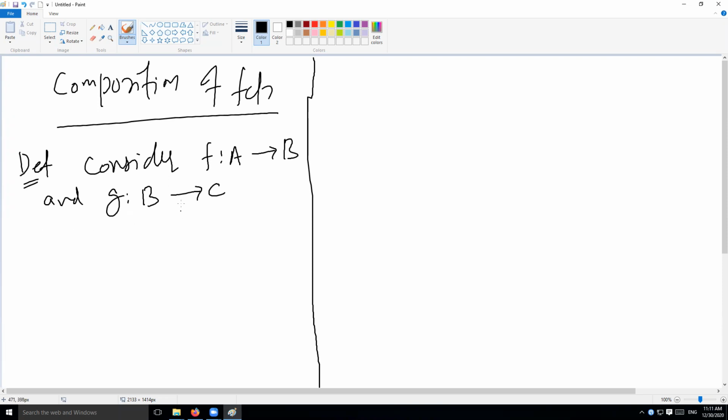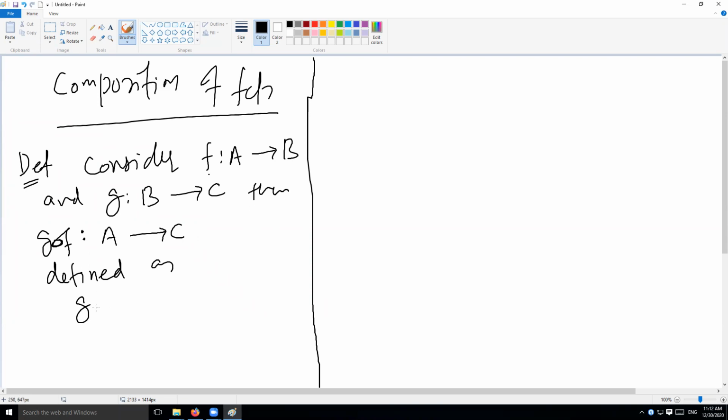Then I would like to define a new function, g circle f, which I will read as g composition f, as a map from A into C. So it's going to be a map that starts from A and goes up to C. In other words, f is going to throw you from A to B, and then g is going to throw you from B to C. So g composition f is a map from A to C, defined as follows. And how do you define the composition?